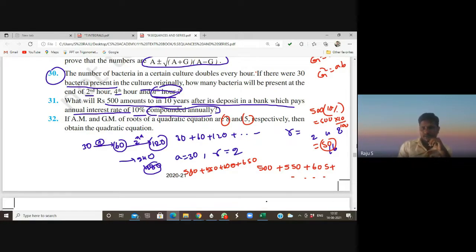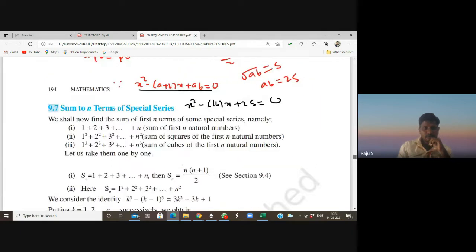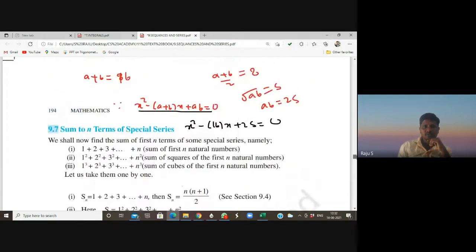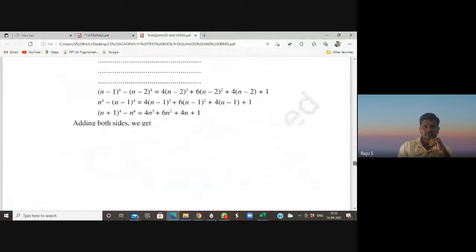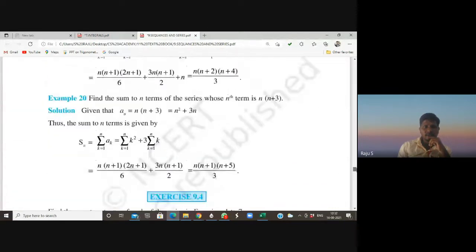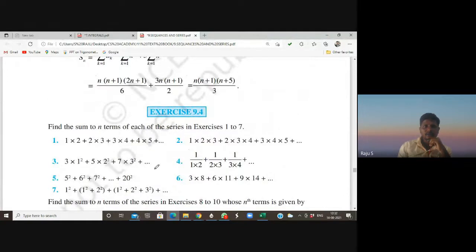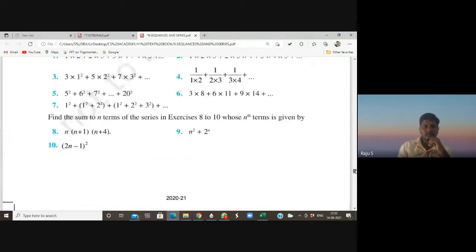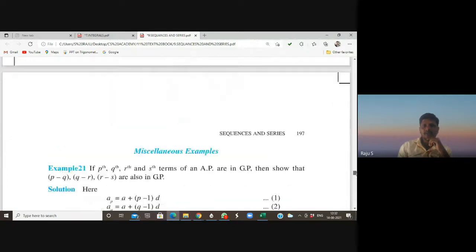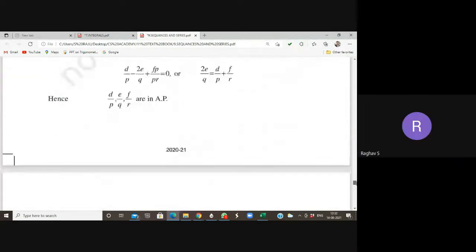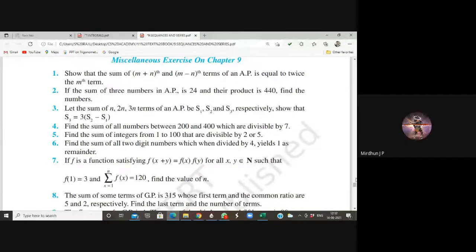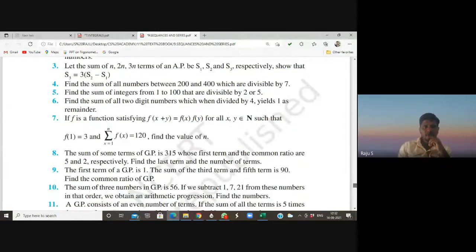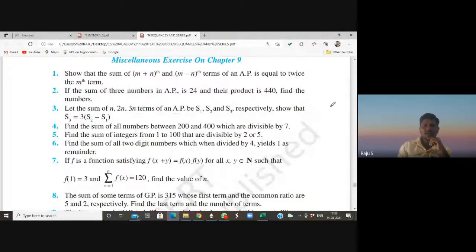See students, the next concept is not in NCERT, so it is not required to discuss. The next exercise is about the sum of n terms. We need to find the sum of n terms of each of the exercise 1 to 7. Not required, students, but you have to practice the questions related to exercise 9.3. Why not required, sir? It is a deleted portion. Also, I have already given it.